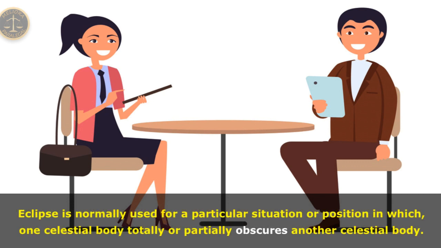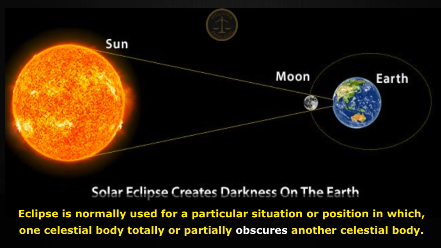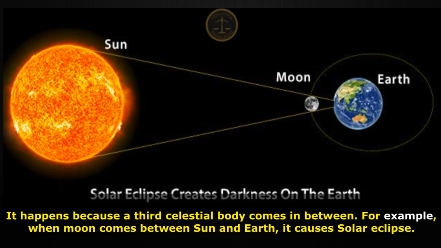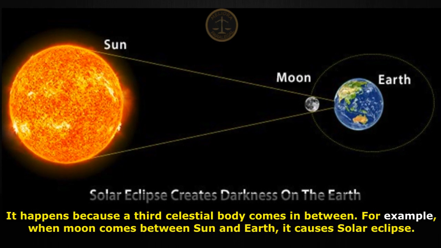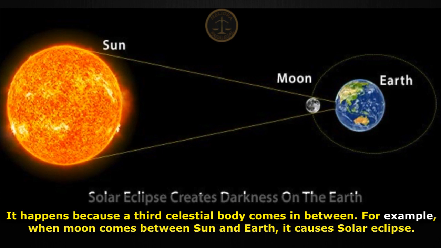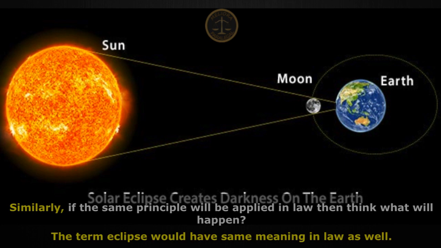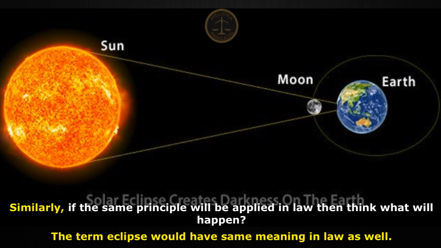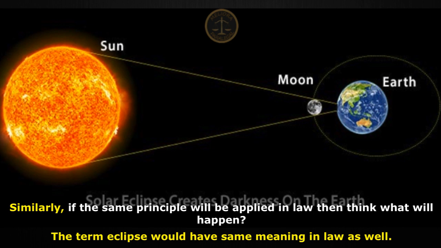Eclipse is normally used for a particular situation or position in which one celestial body totally or partially obscures another celestial body. It happens because a third celestial body comes in between. For example, when the moon comes between the sun and the earth, it causes a solar eclipse. Similarly, if the same principle is applied in law, then think what will happen? The term eclipse would have the same meaning in law as well.